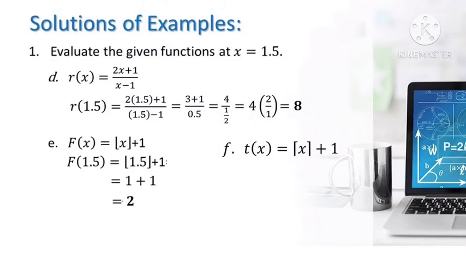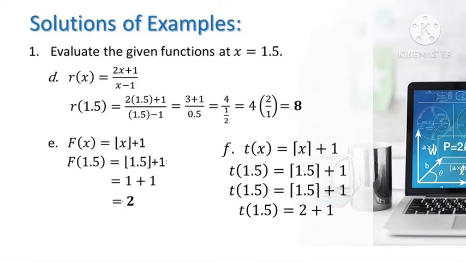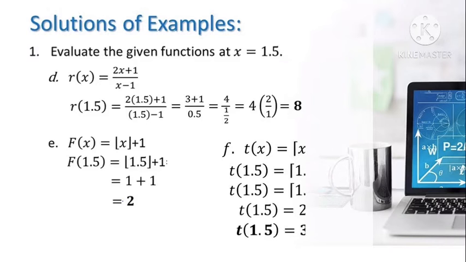And now, for the last function, which is t of x is equal to the ceiling function of x plus 1, all we have to do is to simply substitute x both sides of the equation with x, which is equal to 1.5. So, the function becomes t of 1.5 is equal to the ceiling function of 1.5 plus 1. Remember that the ceiling function of 1.5 is equal to 2. Thus, the function now becomes 2 plus 1, which is equal to 3. Hence, t of x, where x is equal to 1.5, is equal to 3.